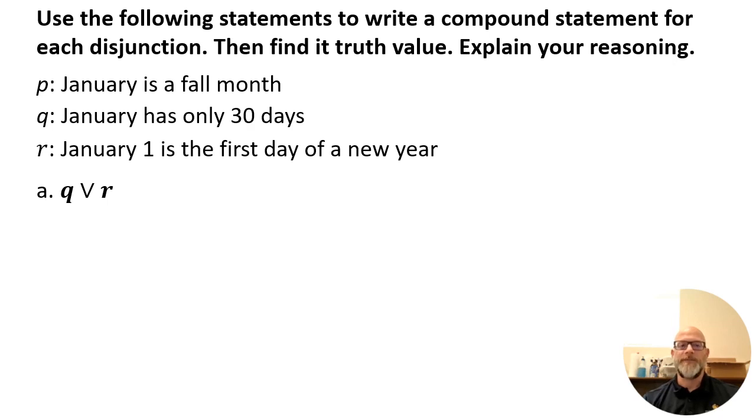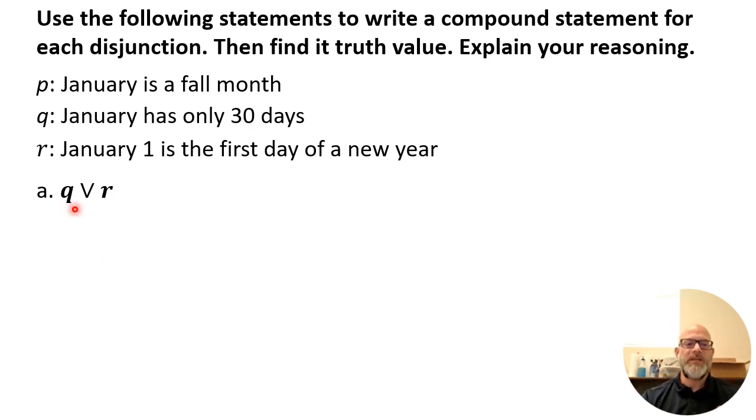Use the following statements to write a compound statement for each disjunction, then find its truth value. Explain your reasoning. Okay, let's think about this. P: January is a fall month. True or false? False. Q: January has only 30 days. False, it's 31. R: January 1st is the first day of a new year. True.